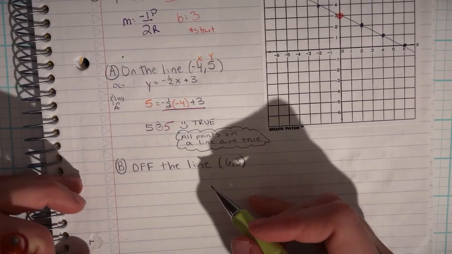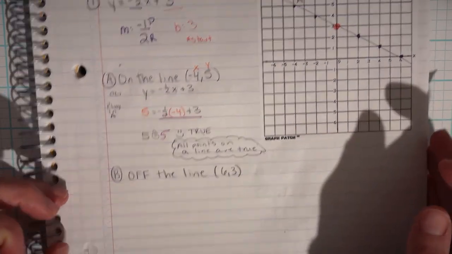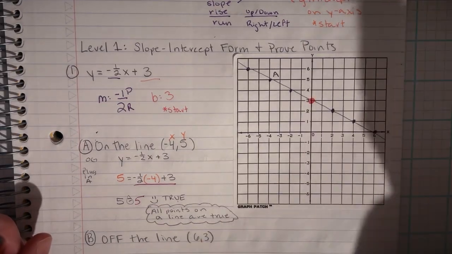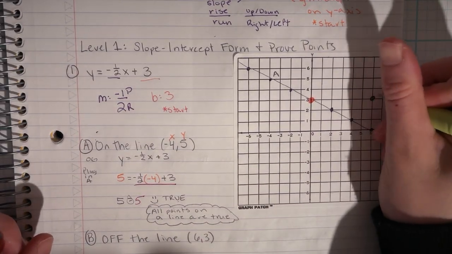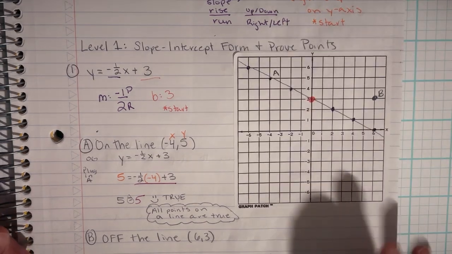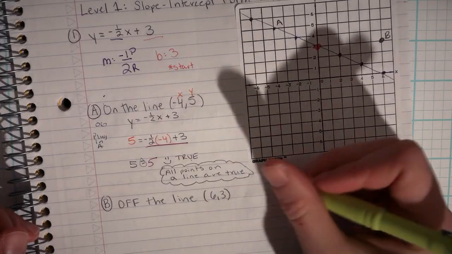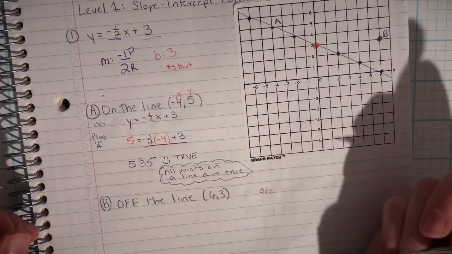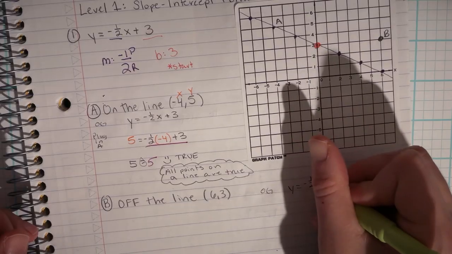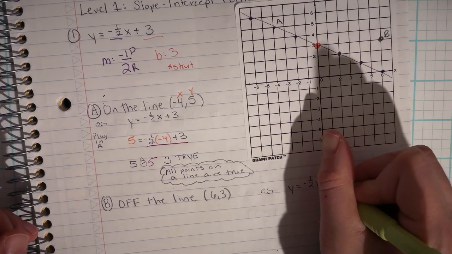So now let's look at a point that's off the line. So we have 6 comma 3. So now we have a point that's going to be off the line. That's where this b value is. So let's check this friend out. Let's see what happens. First we start with that original equation, which was y equals negative 1/2 x plus 3.